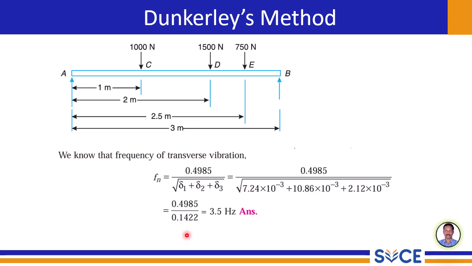we are getting the denominator value 0.1422. Numerator is divided by the denominator. We are getting the natural frequency as 3.5 Hz. So the approximate frequency of the transverse vibration of the given shaft using Dunkerley's method is 3.5 Hz. This example demonstrates a practical application of Dunkerley's method for determining the natural frequency of a shaft carrying multiple loads.